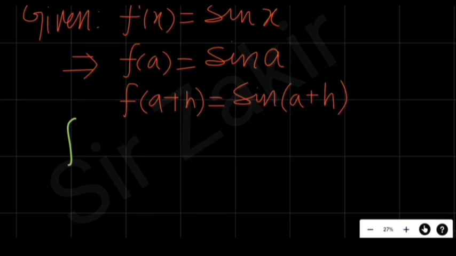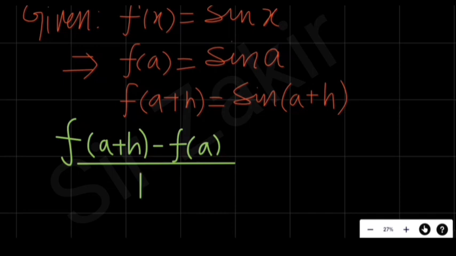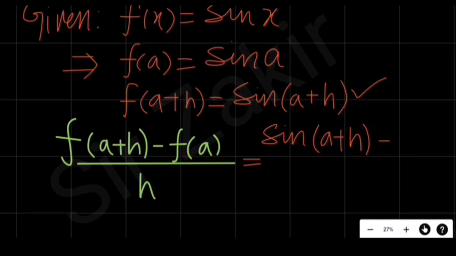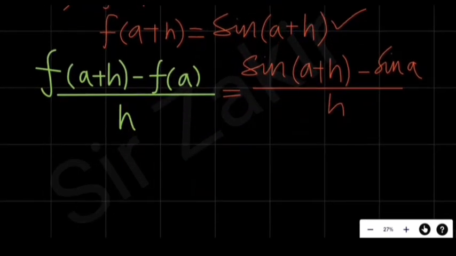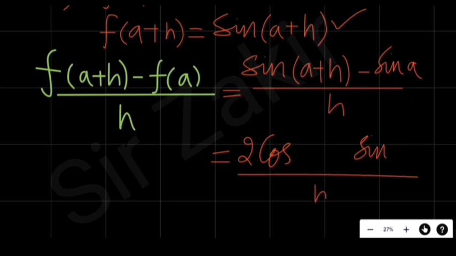Now we substitute. We write that expression f of a plus h minus f of a divided by h, and we substitute values in it. F of a plus h is sin of a plus h. Here it is, you can see. Minus f of a is sin a divided by h. So what it will convert into? Sin minus sin is 2 cos sin. First year 10.4 exercise formulas. Sin minus sin is 2 cos sin divided by h will be there.